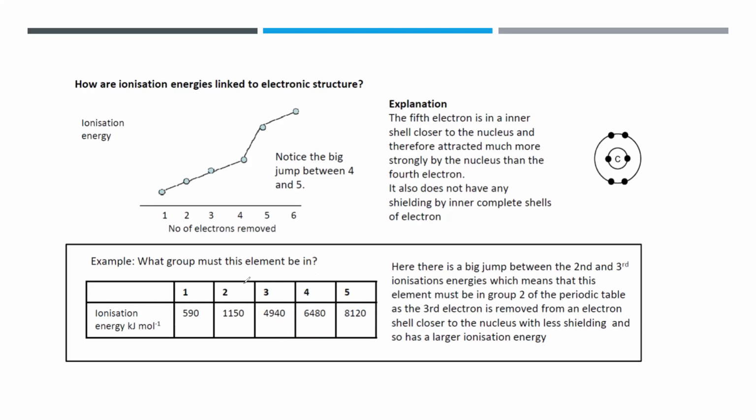So when you check this, 5,590 and then 1,150, and when you check the third one, you find a big jump. Because of this big jump, you can identify that the shell changes. So if the shell changes, how many electrons will be in the last shell? It will have 2 electrons in the last shell, and if it has 2 electrons in the last shell, it belongs to group 2. Is this example clear?